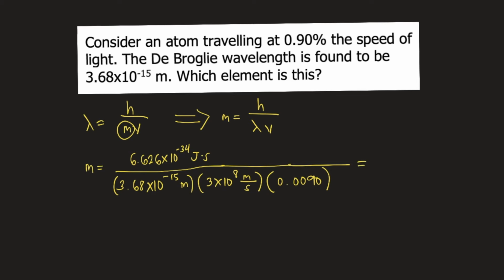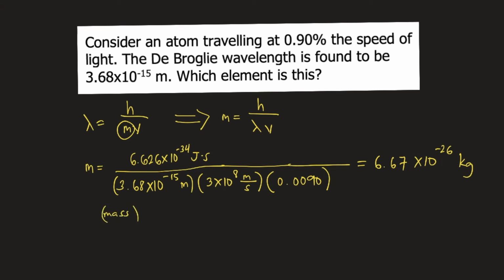If we solve for the mass, this is equal to 6.67 times 10 raised to negative 26, and the unit for mass in SI is kilograms. So if we use the SI unit for Planck's constant, the SI unit for lambda, and the SI unit for velocity, we should also get the SI unit for mass, which is kilograms.